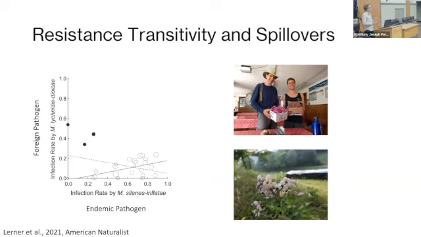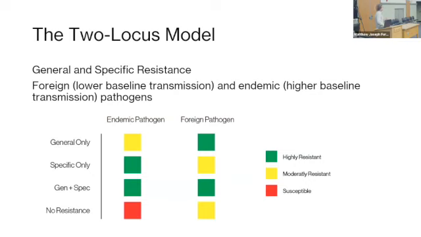So what this suggests is that there might be two separate mechanisms of resistance going on here, a general mechanism and a specific mechanism, where general resistance provides broad scale resistance against many pathogen types, and specific resistance provides very strong resistance against a much more limited range of pathogens. So our aim was to see if we could replicate some of these results with a theoretical model. So to do this, we made a two-locus model with both general and specific resistance.